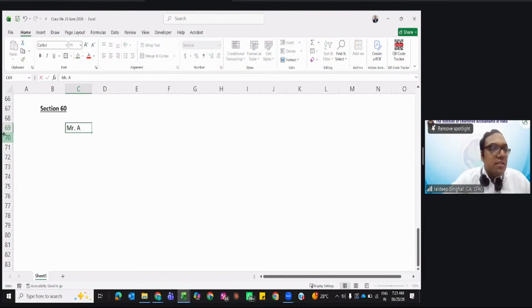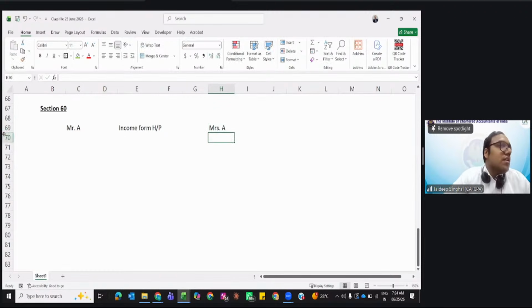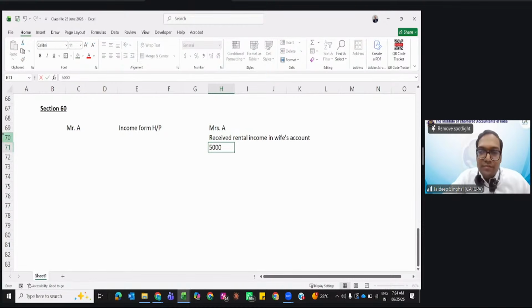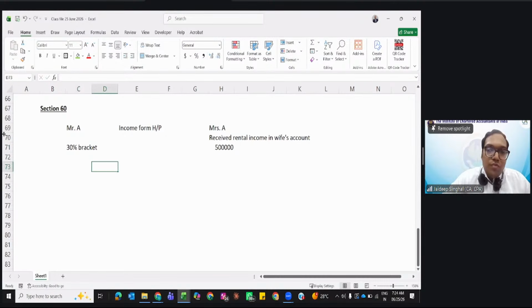So Mr. A has income from house property, and Mrs. A has received the rental income, 5 lakh, in the wife's account. Now Mr. A was under the 30% bracket. We will apply the clubbing provisions here, and it will be taxable to Mr. A.